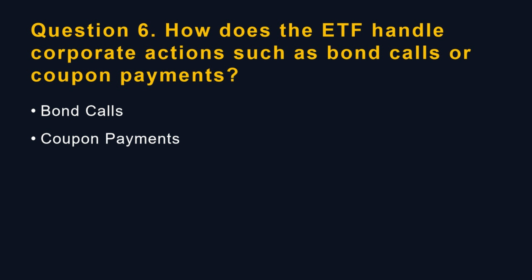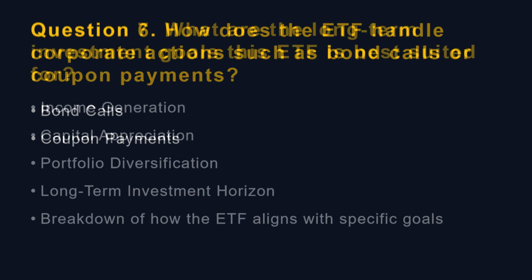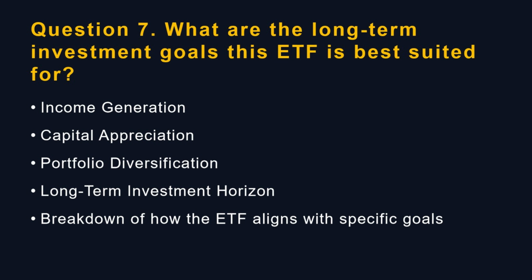Reinvestment. The ETF might reinvest the coupon income back into the fund, purchasing additional bonds to further grow the portfolio and potentially enhance long-term returns. Question 7. What are the long-term investment goals this ETF is best suited for? The iShares Core Global Aggregate Bond UCITS ETF can be a suitable investment for various long-term goals, but it's particularly well aligned with the following objectives.